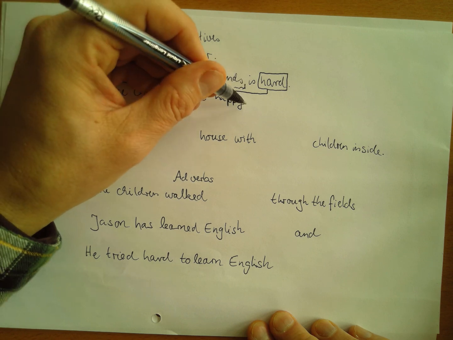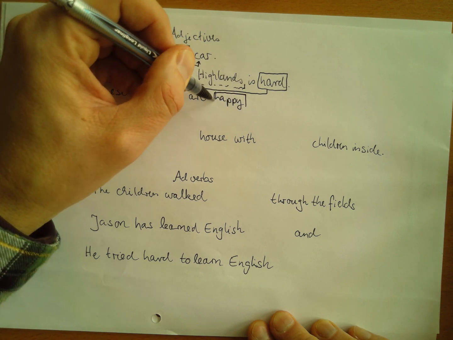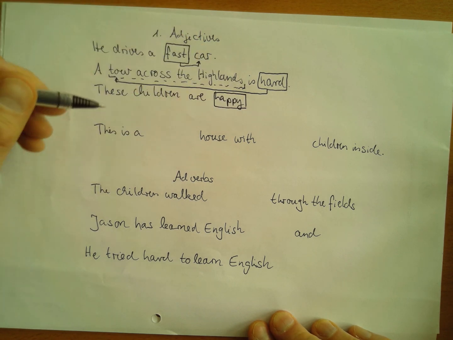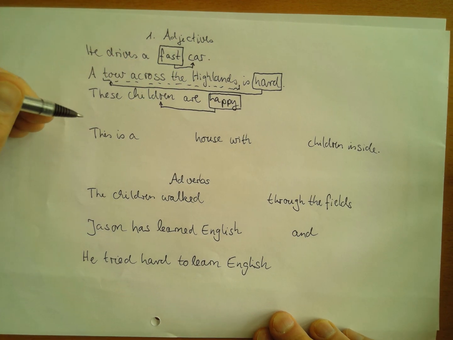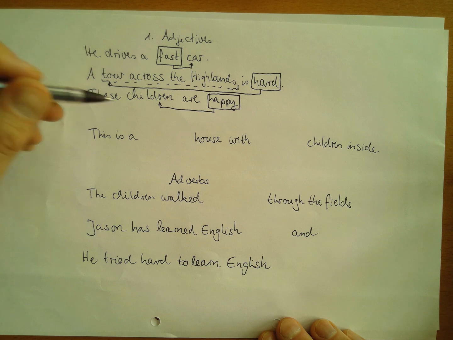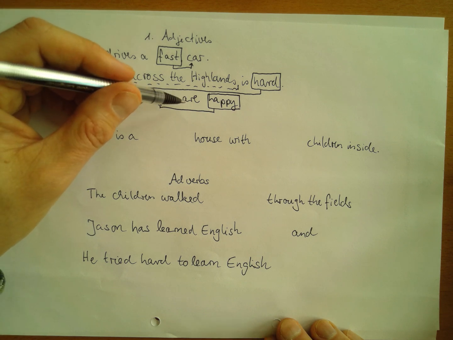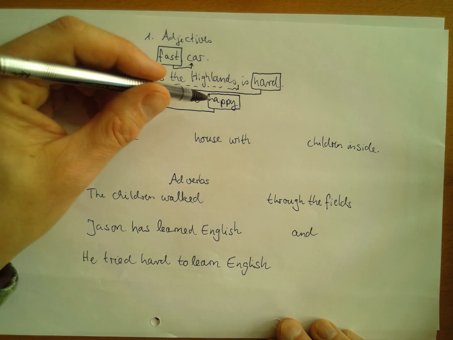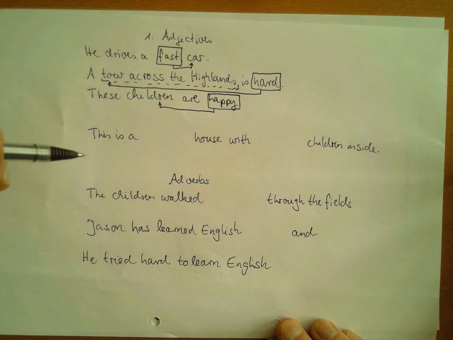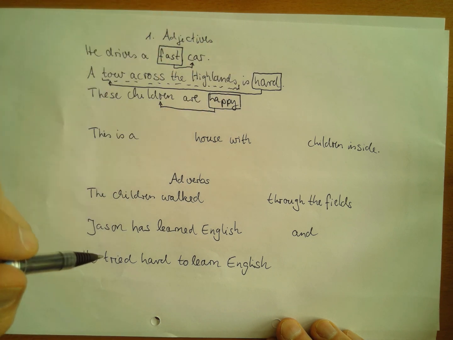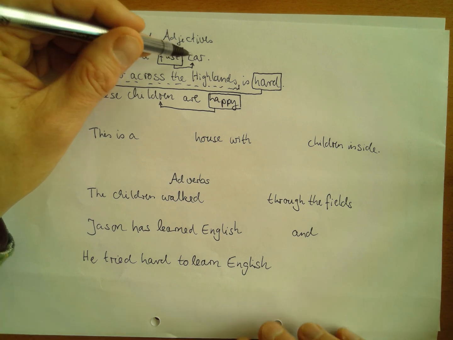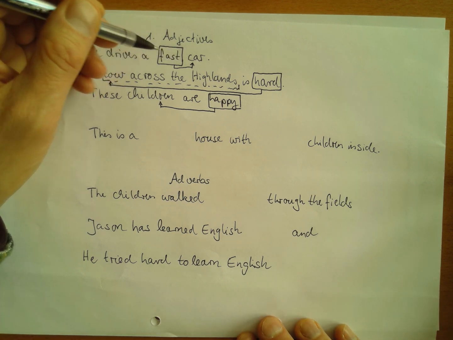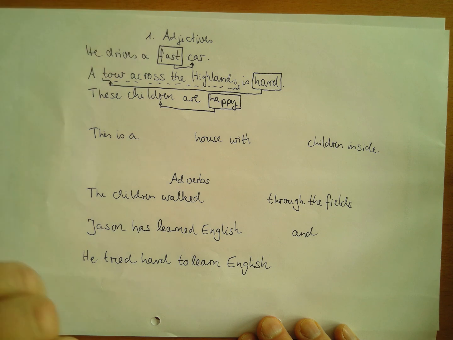So you see, happy is the adjective that describes the children. Who is happy? The children are happy. They are happy. So the form of to be needs an adjective. So the adjective stands after a form of to be, or it describes a noun that follows the adjective directly. He drives a fast car.